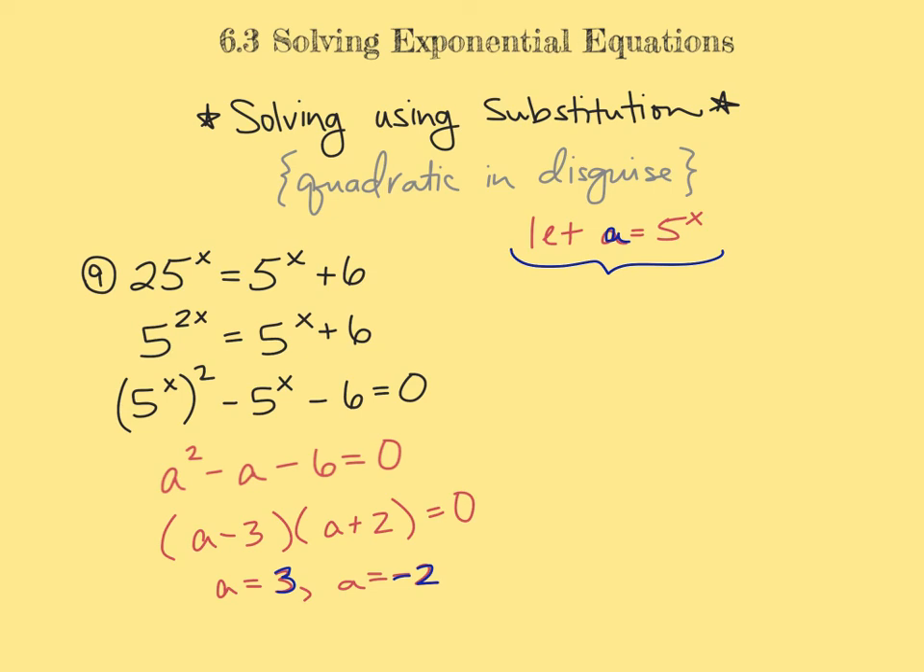So back substitution will give us that 3 equals 5 to the x. Again, letting a equal 3, that's what we found it to be. And then also -2 equals 5 to the x. And these look like problems we know how to solve.